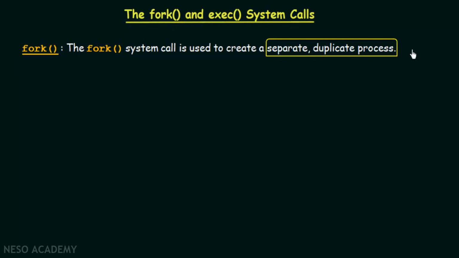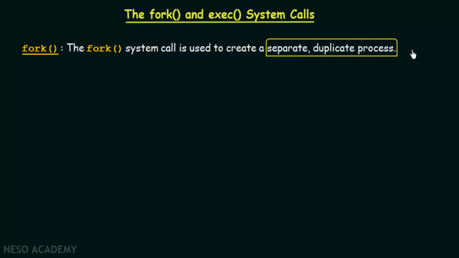The process from where we call the fork is known as the parent process, and the duplicate process that is created is known as the child process. As I said, this is an exact replica of the parent process with the only exception that it will have a different process ID.